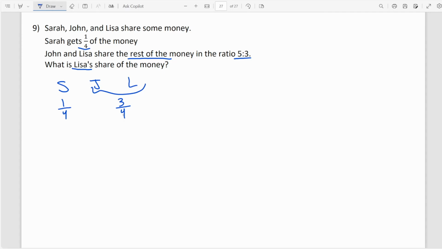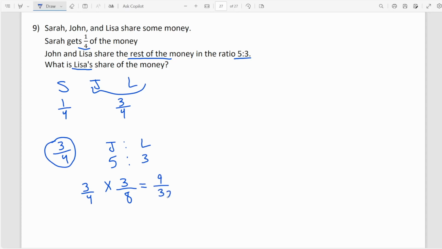Now, this amount of money, 3 over 4, is being shared in the ratio 5 to 3 between John and Lisa. They were being asked, what is Lisa's share? Well, Lisa receives 3 parts out of an entire 8. So she should get 3 over 8 of this money, multiplied by 3 over 4. And we get 9 over 32. This is the final answer. This is Lisa's share of the original amount of money.